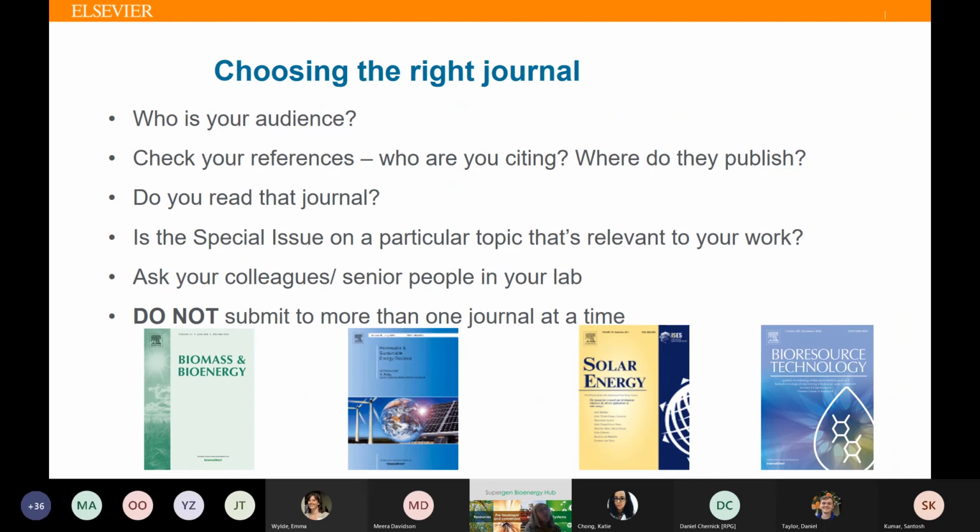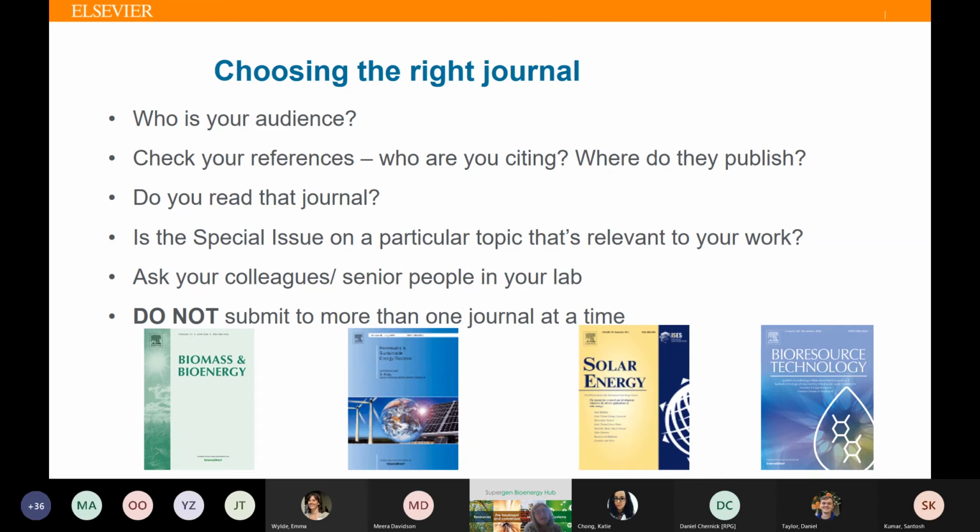So who is your audience? Who are you trying to reach? Look at your references when you've written your literature review for your PhD or whatever project you're doing. Who are you citing and where do they publish? Are you citing the same journal all the time? If you had to read a journal, no one does nowadays, but if you did, which one would it be? If you look at the journal websites and you scroll down, can you see that a good maybe 10% of what they publish is relevant to you?